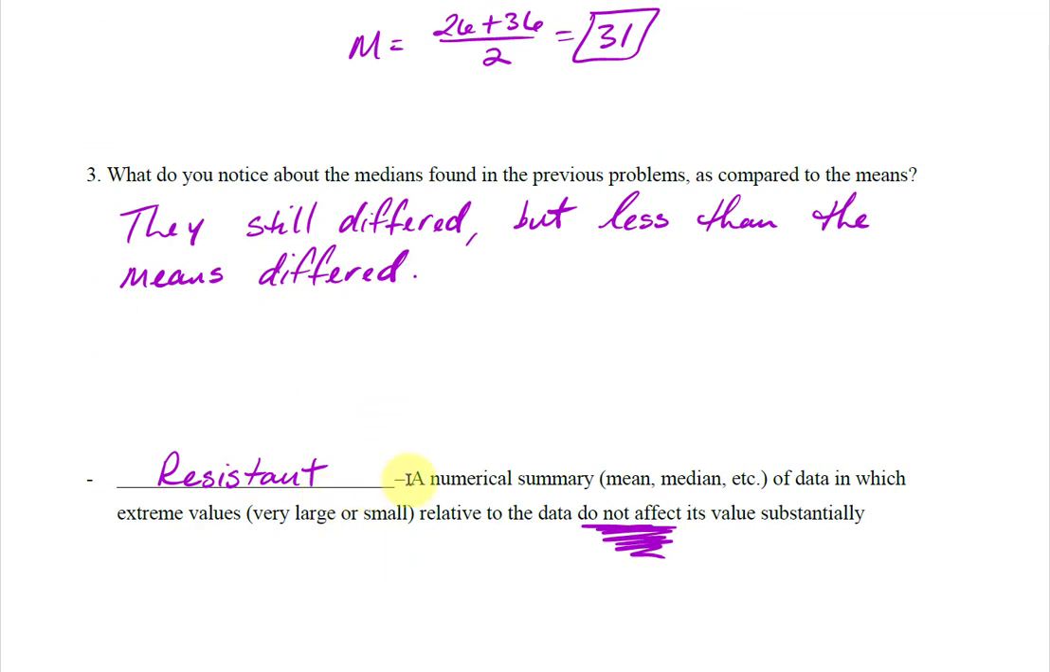Resistance. This is a numerical summary, such as the mean, median, etc., of the data in which extreme values, very large or very small relative to the data, do not affect its value substantially.